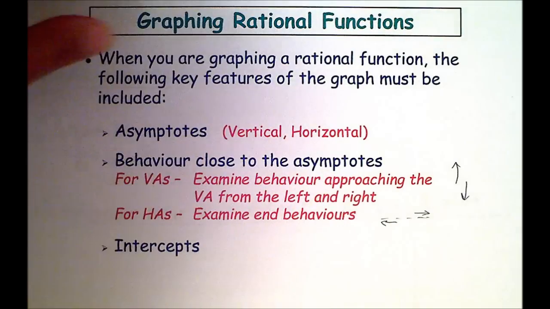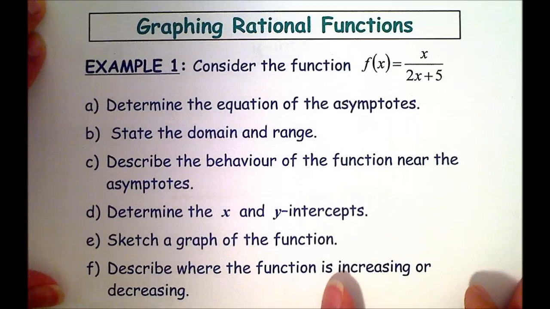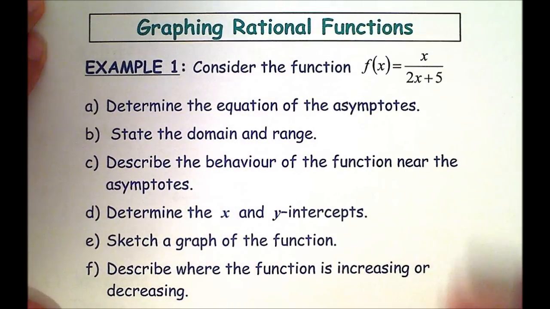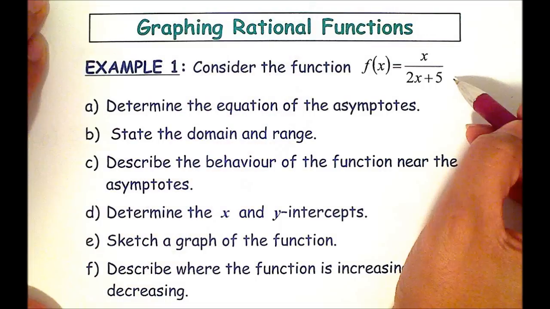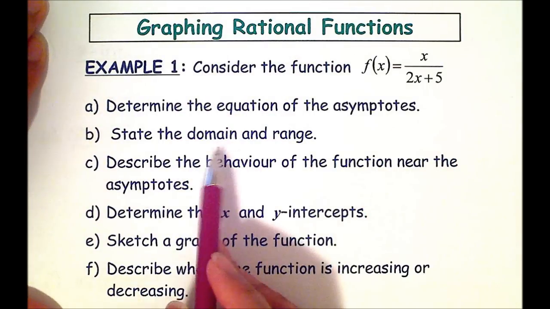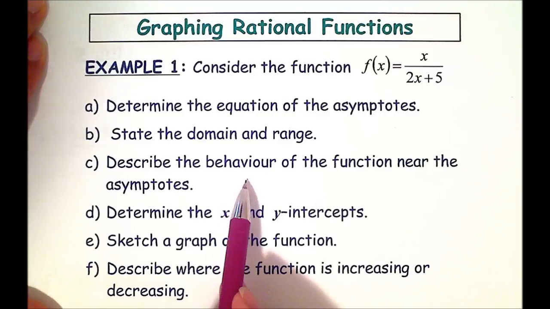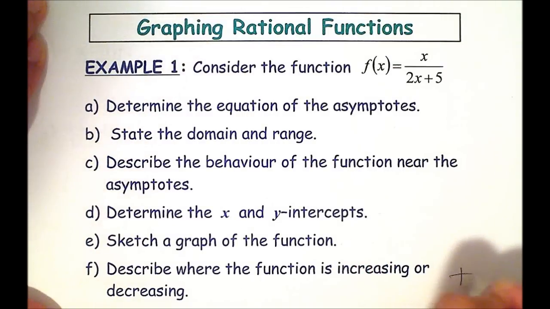Okay, so we're going to look at an example. The example says, consider the function f of x equals x over 2x plus 5. You'll notice that you have a linear function in the numerator as well as a linear function in the denominator. We're going to look at the equation of the asymptotes and then the domain and range. We'll look at the behavior of the function near the vertical asymptote and the horizontal asymptote. Then we'll look at the x and y intercepts, sketch a graph of the function, and then describe where the function is increasing or decreasing. That's the part that we haven't seen in too much detail yet.